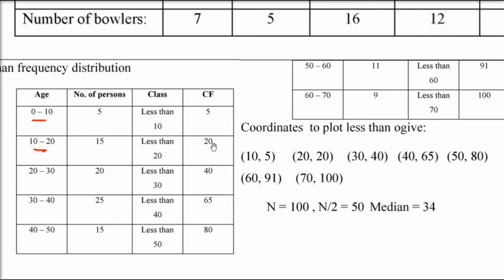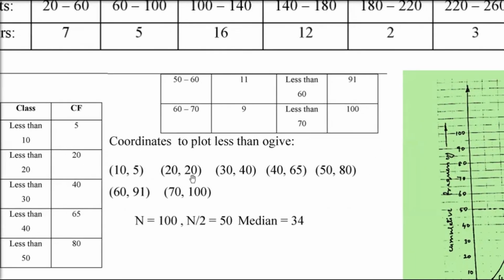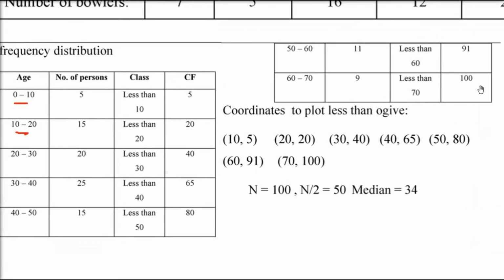And what is the y coordinate? It will be the cumulative frequency. So you have 10, 5; 20, 20; 30, 40; 40, 65; 50, 80, like this. And then 60, 91; 70, 100, like this. So now you can make it. Now one more thing is to be found, the median.